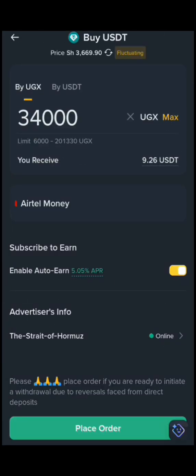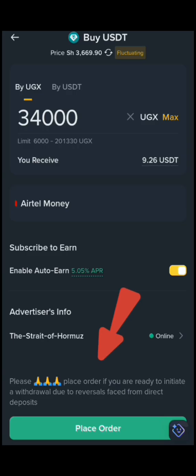But before you always place an order on Binance, always make sure that you read the advertiser's info, the information of the merchant you're going to buy USDT from. It is right here. Now this one is saying, please make an order if you are ready to initiate a withdrawal due to reversals faced from direct deposits. He's saying that if you have sent him the money, don't place an order because he wants to withdraw direct from your Airtel Money. So he is a mobile money agent, and he's saying that most of the times people make reversals after depositing the money.